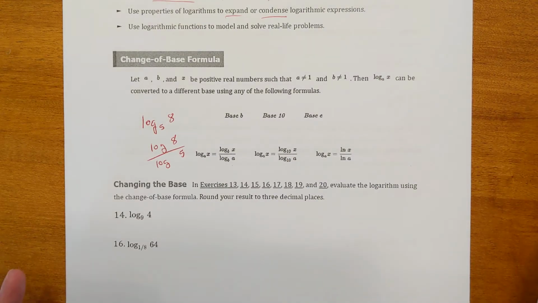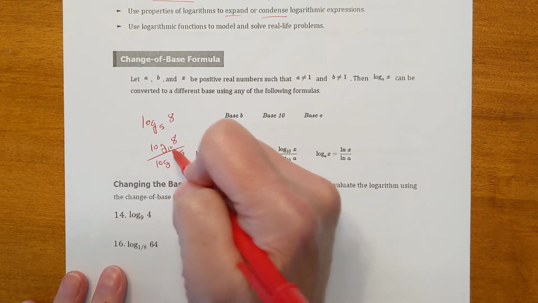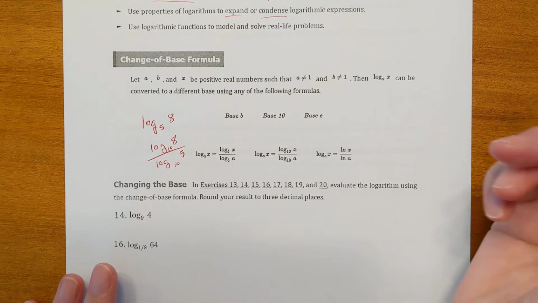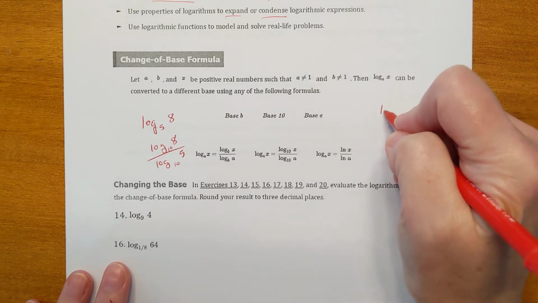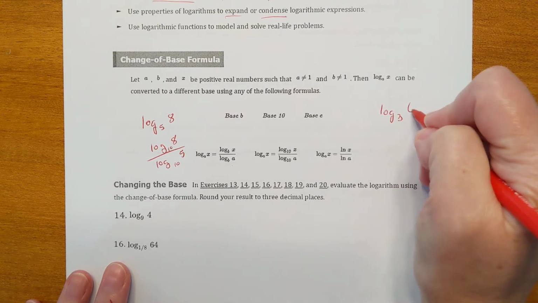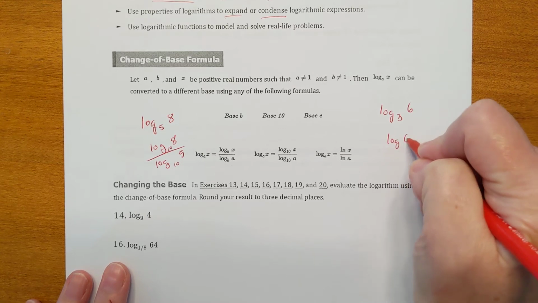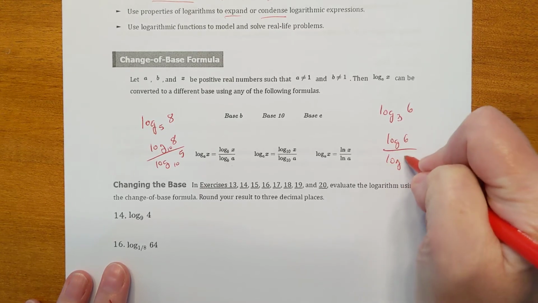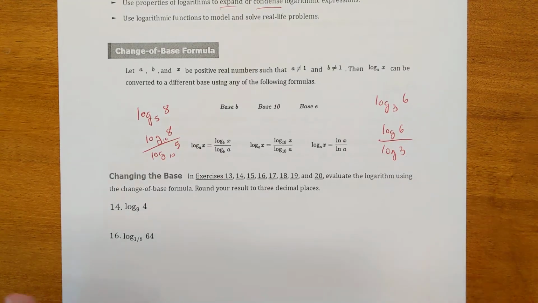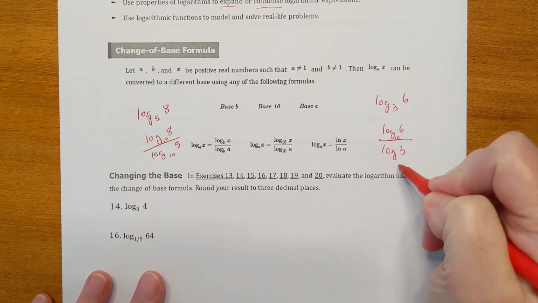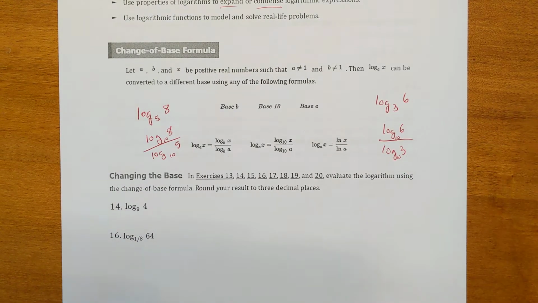Again, if it's not written down, you know that it's to the base 10. Or let me do it again. If you have the log base 3 of 6, you can do the log of 6 divided by the log of 3. Again, that would be to the base 10. It's just assuming that something is to the base 10. If they don't put a base on it, it's to the base 10.